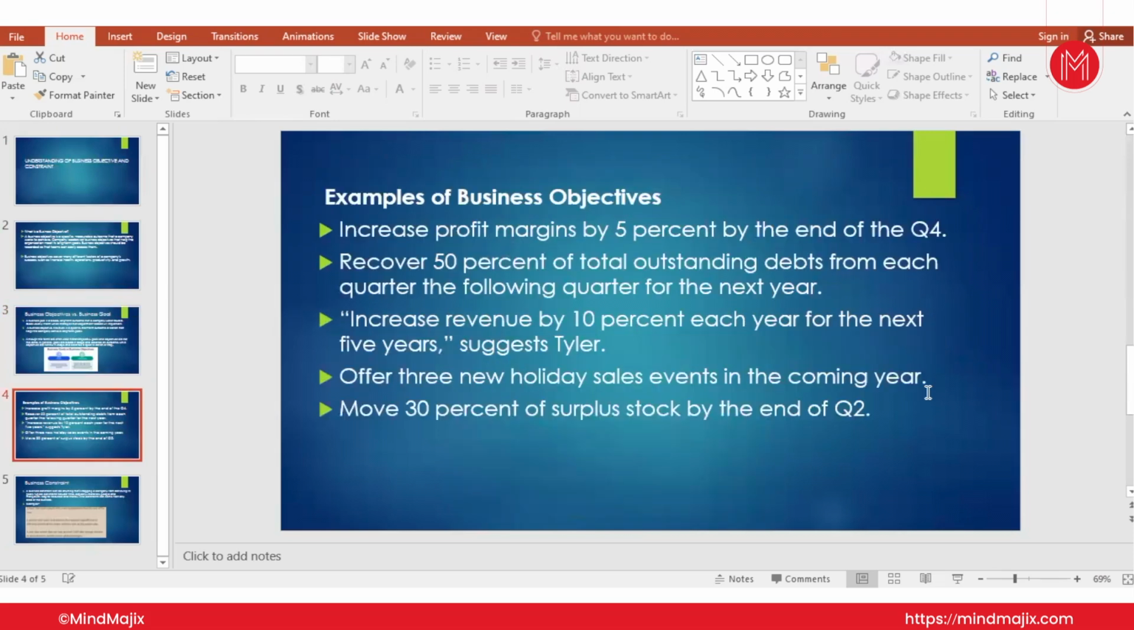Here are a few examples of business objectives: increase profit margins by 5% by the end of the quarter; recover 50% of the total outstanding debt by the following quarter of the next year; increase revenue by 10%; offer 3 new holiday sales events in the coming year; move 30% of the surplus stock by the end of Q2. These are the business objectives, the short-term objectives that complete the business goals.